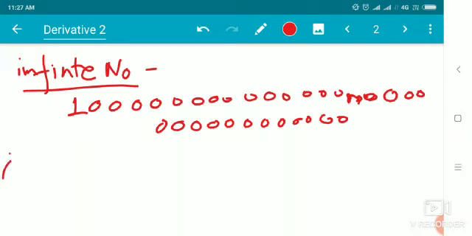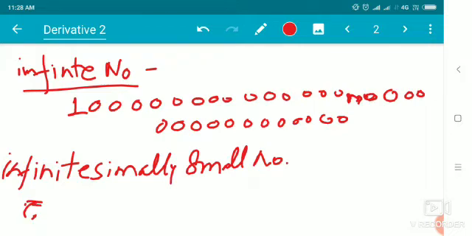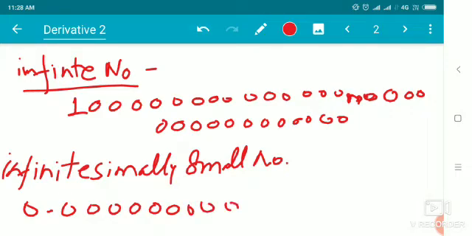Similarly, infinitesimally small number. Okay, if I use 0 and then a point, then I use so many zeros and then write 1. Is it the smallest number? This is the question. The answer is no, this is not the smallest number. We can write smaller than this. We can add so many zeros, and again use 1.